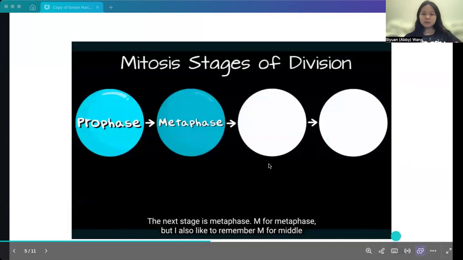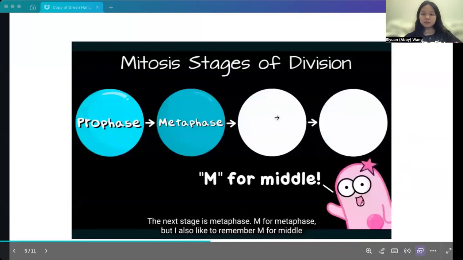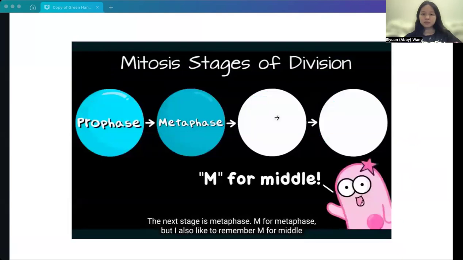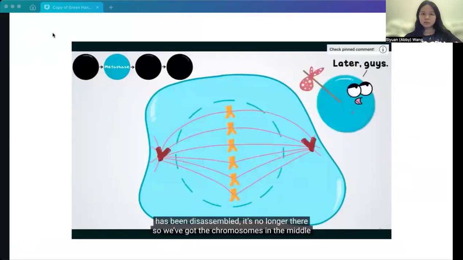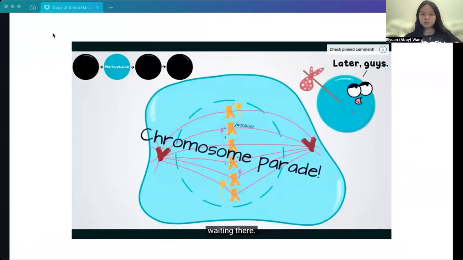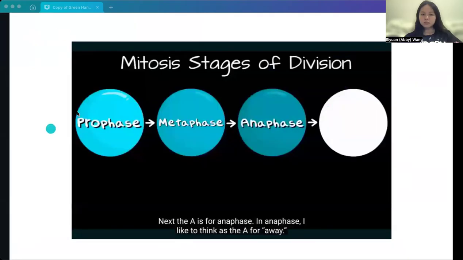The next stage is metaphase. M for metaphase, but I also like to remember M for middle, because in this stage, the chromosomes line up in the middle of the cell. The nucleus, we've got chromosomes waiting there.